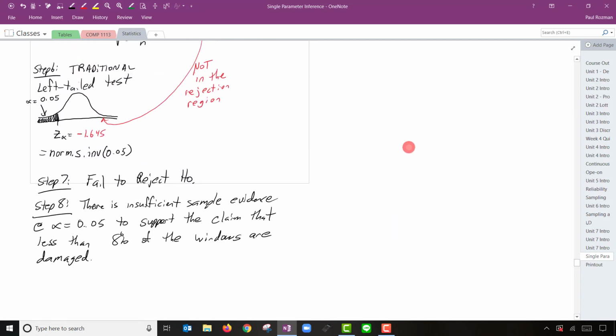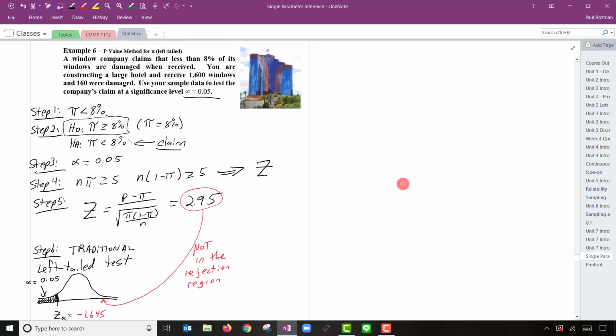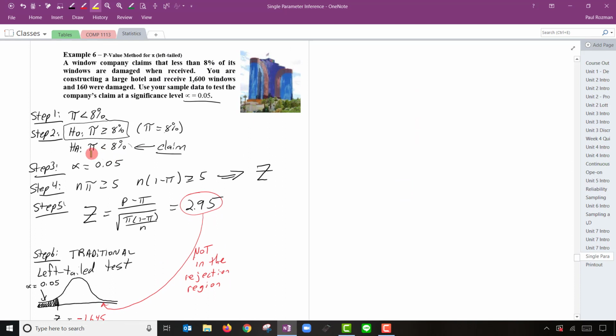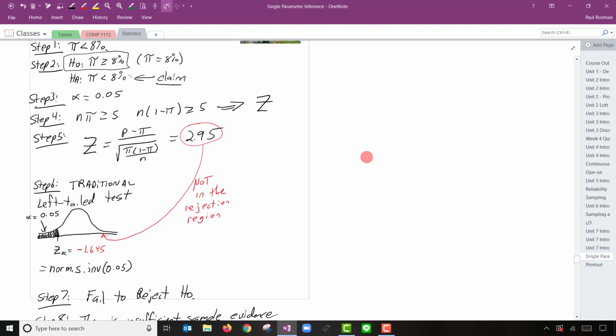We finished this example, and common sense did sort of prevail. If somebody says, I think less than 8% of something is broken, and you do a little test and your percentage is quite a bit higher than that, well, then they're probably wrong. So this thing did kind of agree with what our common sense would have told us. Sometimes you get so wrapped up in step 1, step 2, step 3 that you sort of forget what you're doing. So don't completely lose track of that.